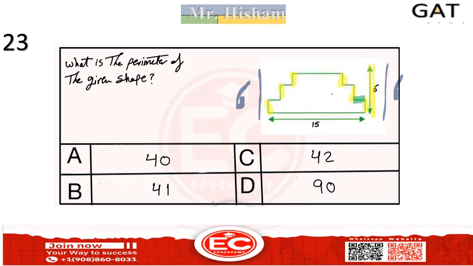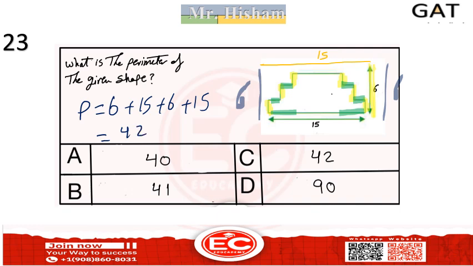This side plus this side is equal to this side. And this side plus this side is equal to this side. So the whole side up is equal to 15. So generally, it's the perimeter of this rectangle. So it's 6 plus 15 plus 6 plus 15, which is equal to 42. So the right answer is C.